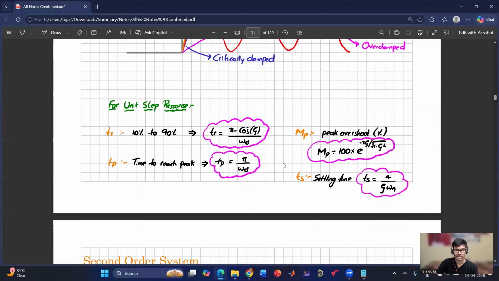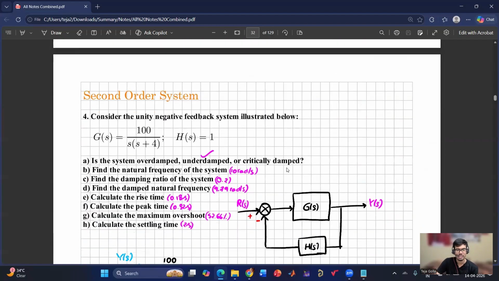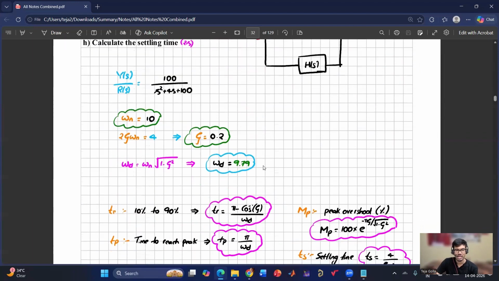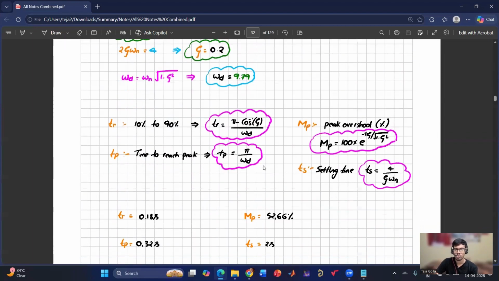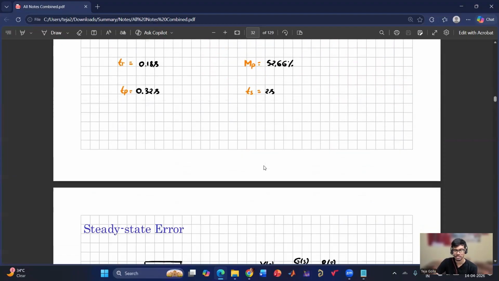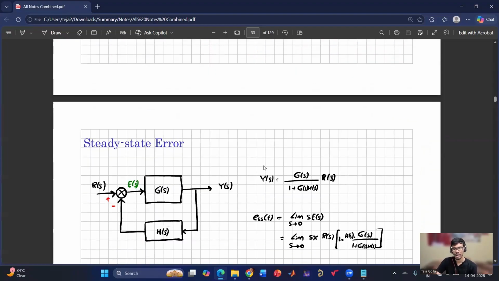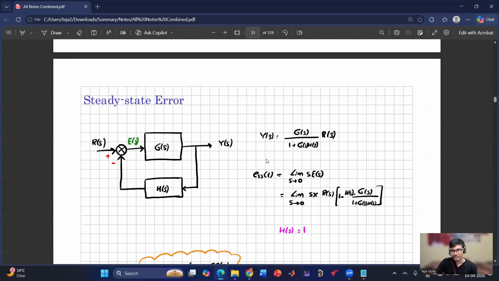And then we have defined standard terms like TR, TP, MP, and TS. And then we have solved a couple of problems understanding all this terminology and how to use this formula to get these results. And then I have also shown the MATLAB to show the damping. So all the MATLAB files are also uploaded in the drive. You can always go through it.